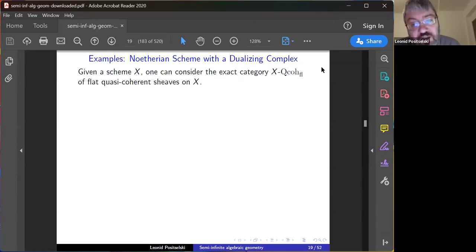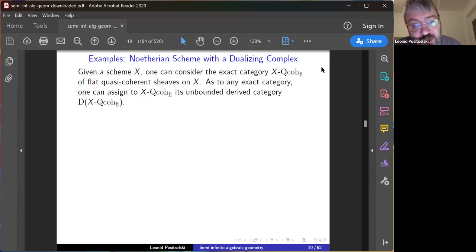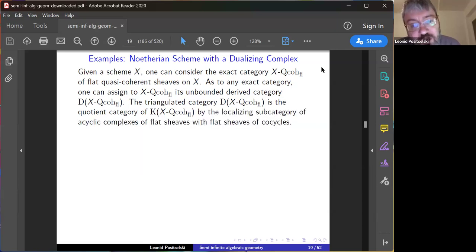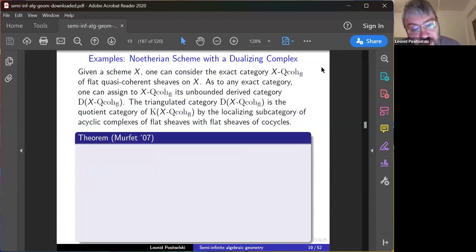Given a scheme X, one can consider the exact category of flat quasi-coherent sheaves. And to any exact category, one can assign its unbounded derived category, D(X-qcoh-flat). The triangulated category D(X-qcoh-flat) is the quotient category of the homotopy category of complexes of flats by the localizing subcategory of acyclic complexes of flat sheaves with flat sheaves of cocycles. This is from the definition of the derived category of an exact category.